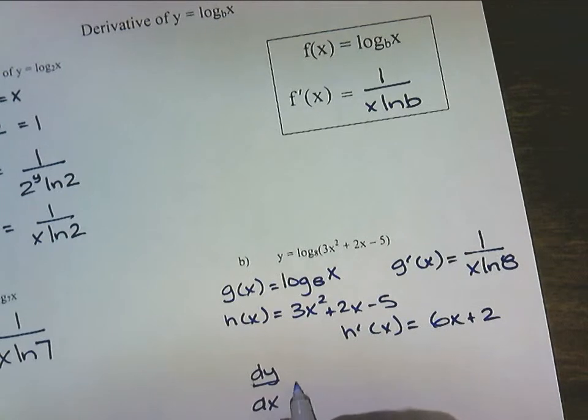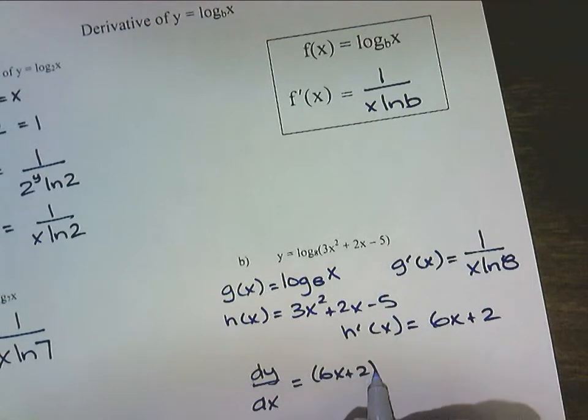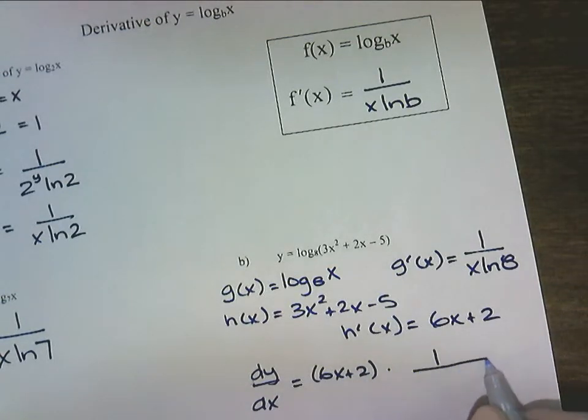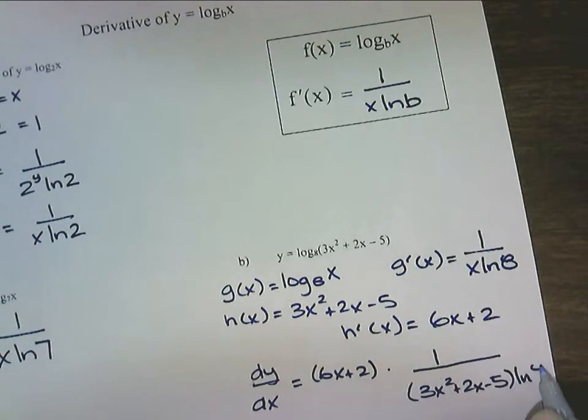So dy by dx is equal to h prime times g prime of h of x. And I can simplify that. I'm going to factor that at the same time just to see if maybe there's something that might cancel out. So I'm going to factor out a 2, and I'm left with 3x plus 1. And this is all over 3x squared plus 2x minus 5 times ln 8.